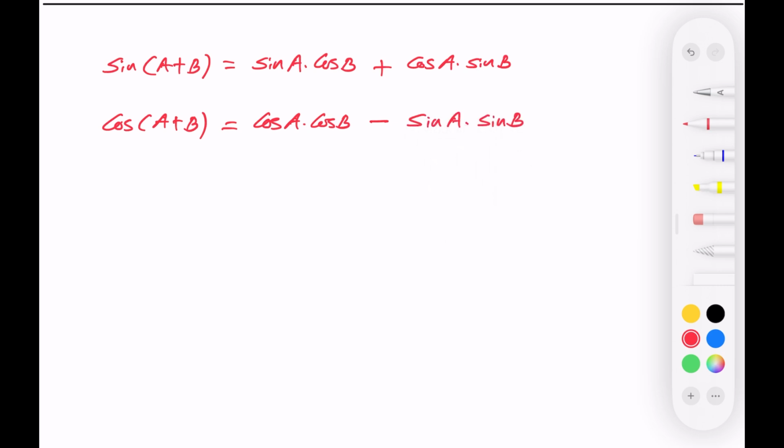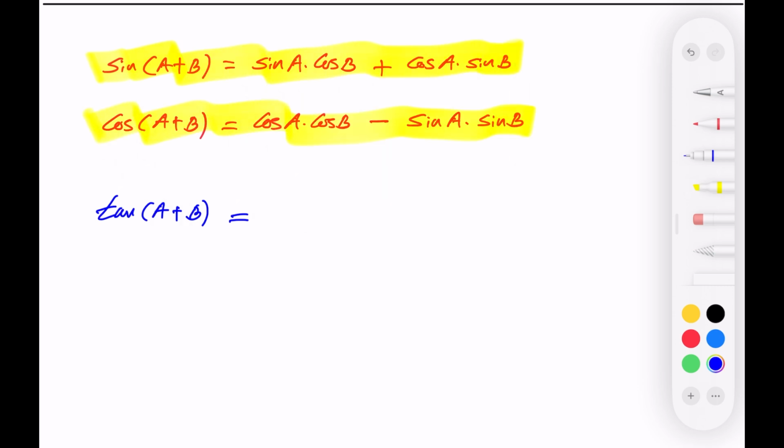The next one I need is a trig identity for tangent A plus B. For tangent A plus B, I'm going to use these two derived equations already. I will not need the geometric construction. We know tangent theta is equal to sine theta divided by cosine theta. Therefore, tangent A plus B can be written as sine A plus B divided by cosine A plus B.